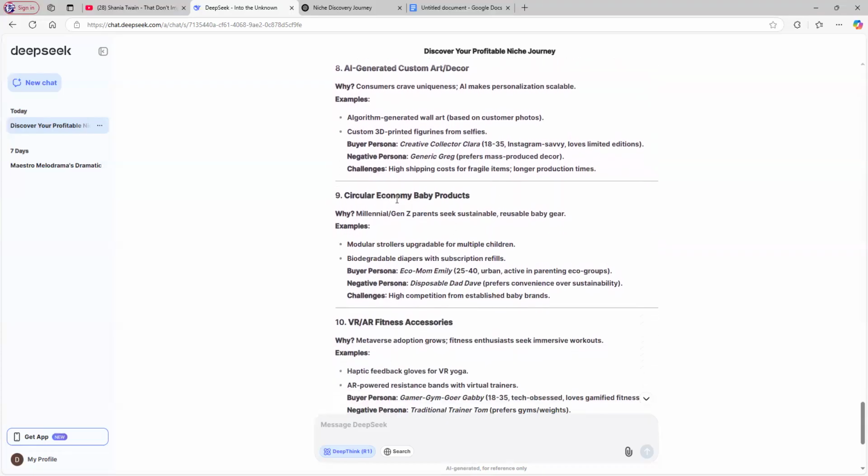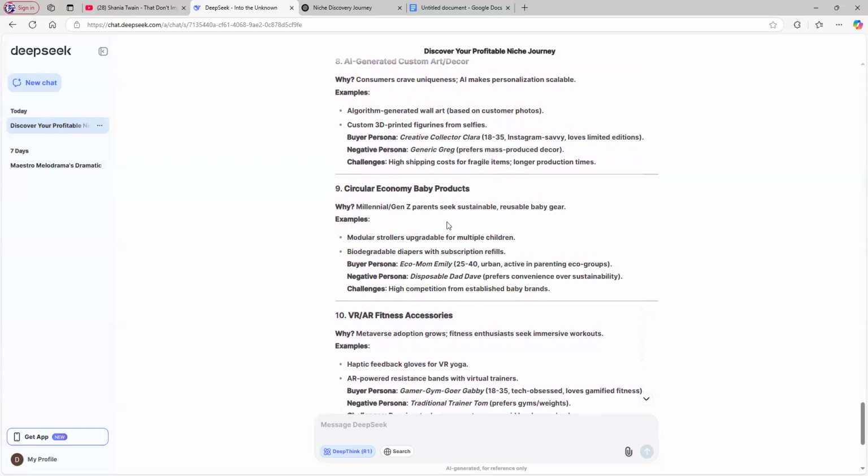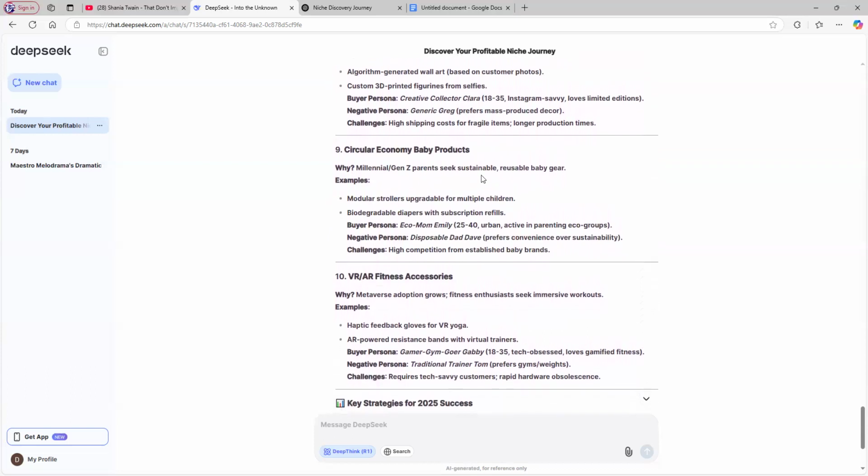Circular economy baby products. Okay. Millennial Gen Z parents seeking sustainable, reusable baby gear. Modular strollers, upgradable. Well, that might be an interesting one to look into. Biodegradable diapers with subscription refills. If you could find a decent supplier and it was actually at a decent price, maybe.